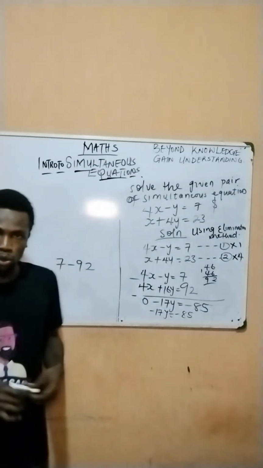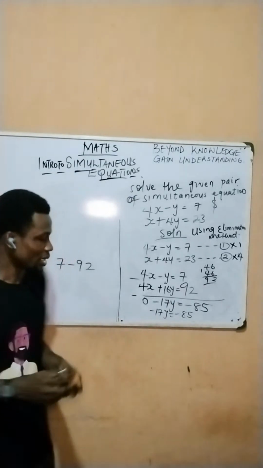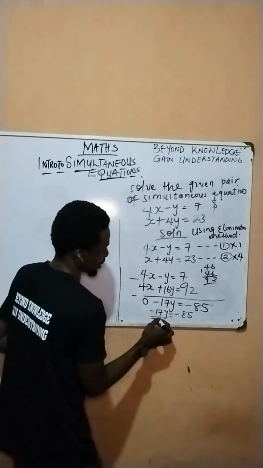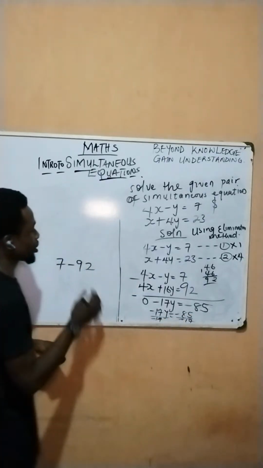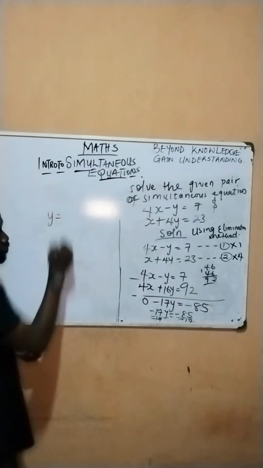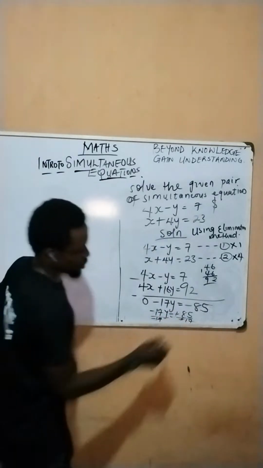And then what do we do? We're looking for y, not negative y. So we divide both sides by the coefficient of y, which is negative 17, negative 17. So that your y will now be equals to negative cancel negative.